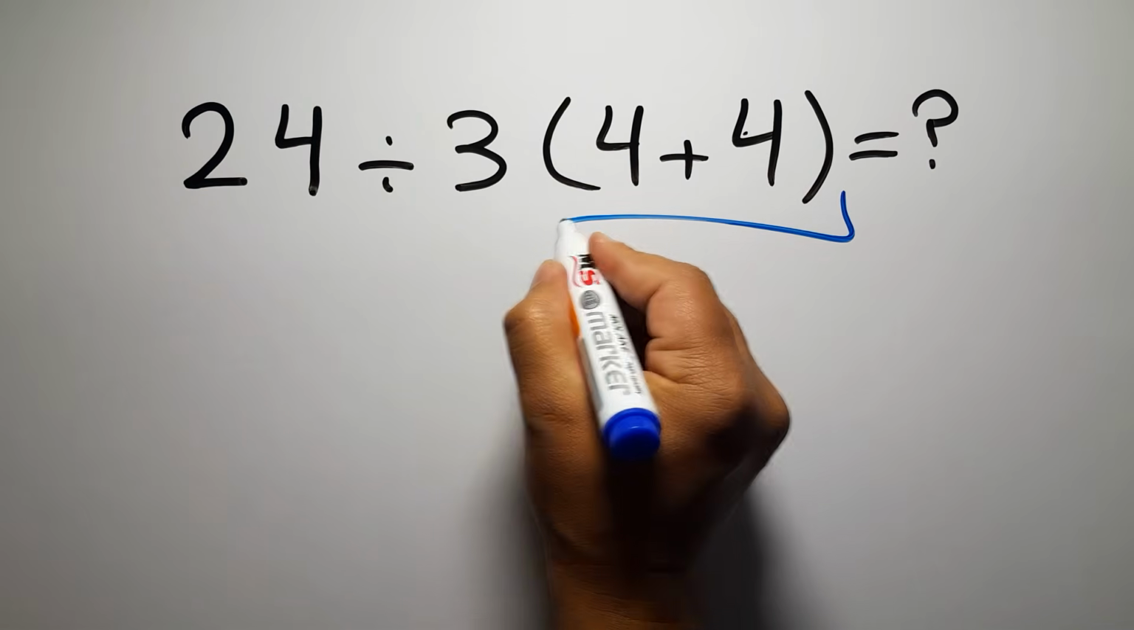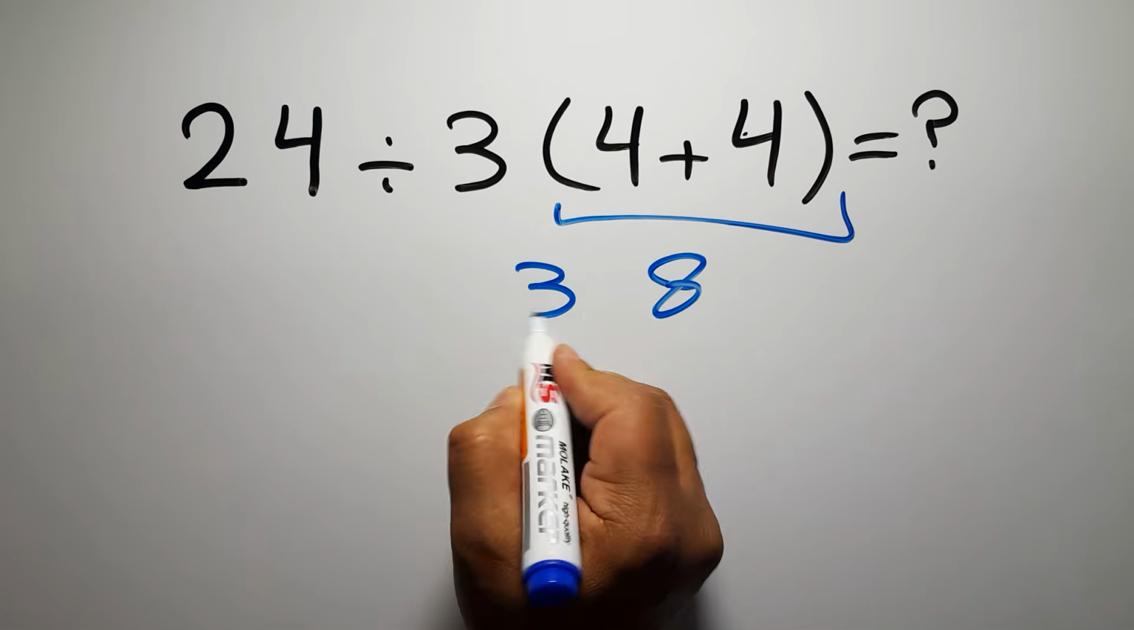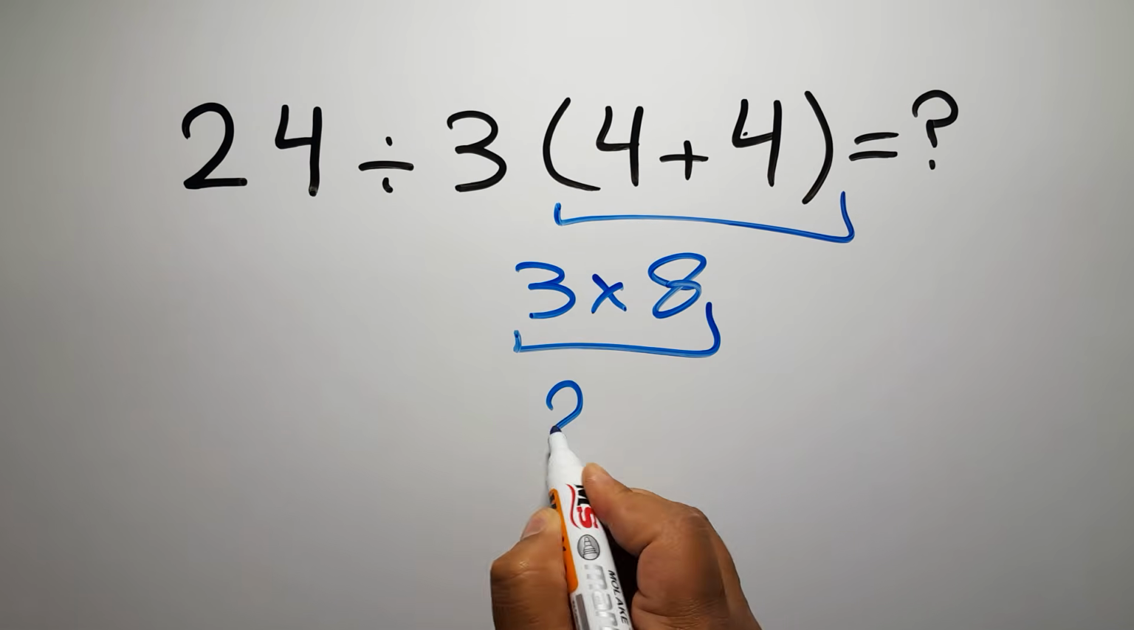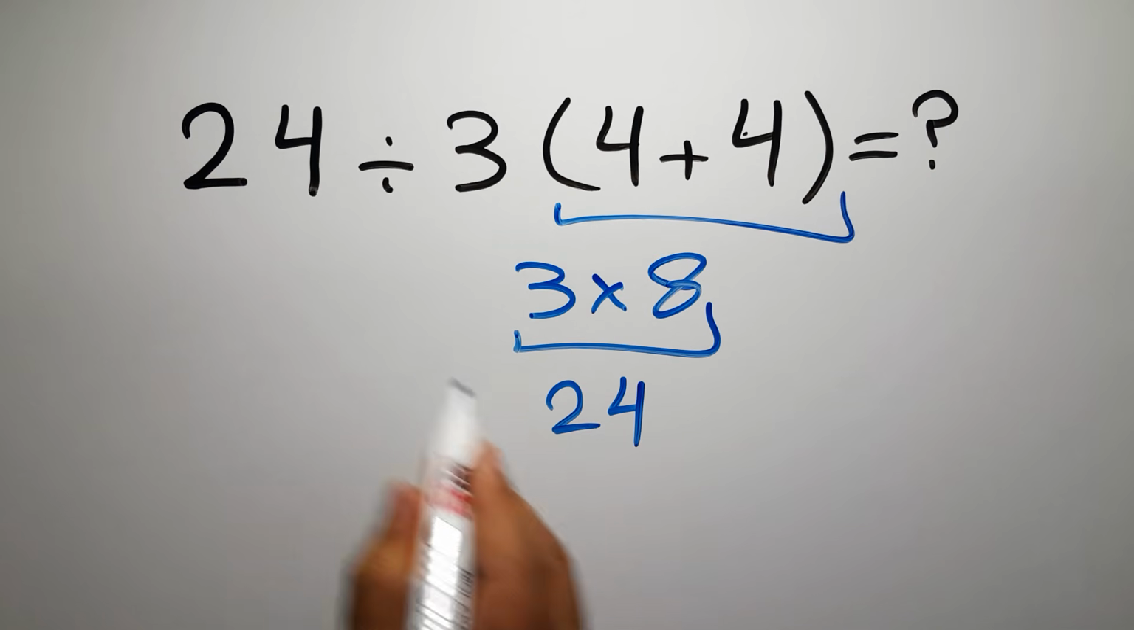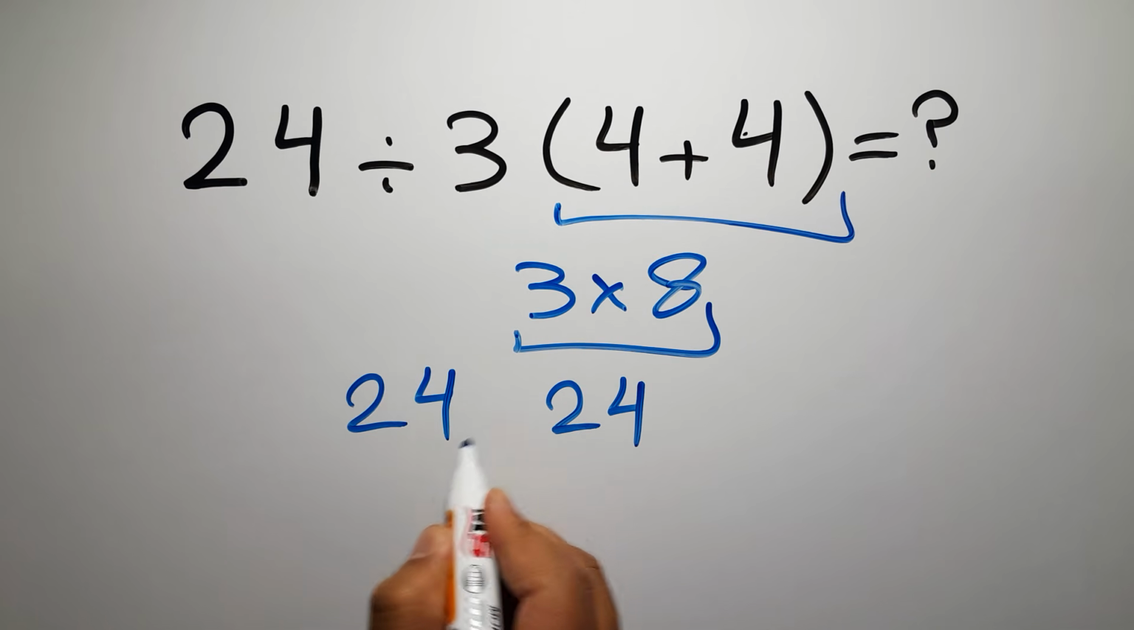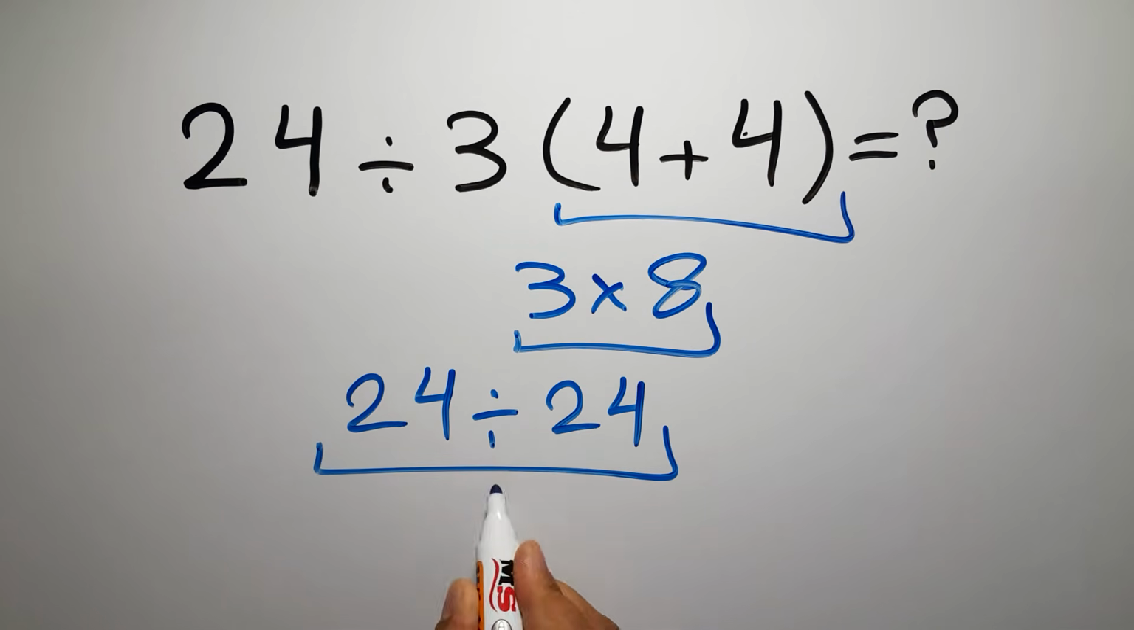4 plus 4 is just 8. And 3 times 8 gives us 24. So 24 divided by 24 gives us just 1. But this answer is not correct.